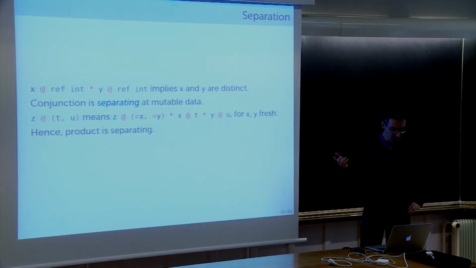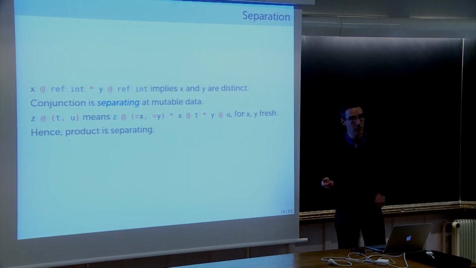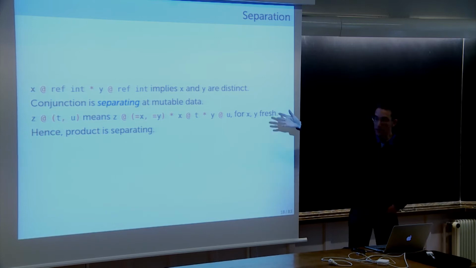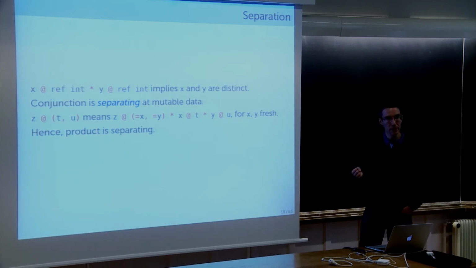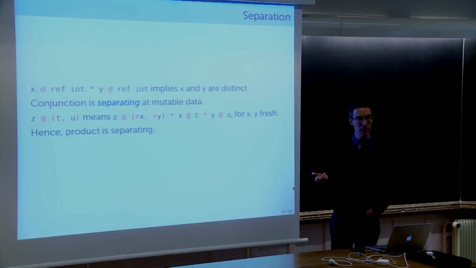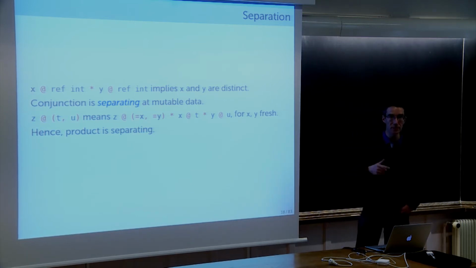And the same will be true for algebraic data structures in general. We will see lists later on. They're defined using products like this, so they are separating too. If you have a list of references, by default it means a list of distinct references.